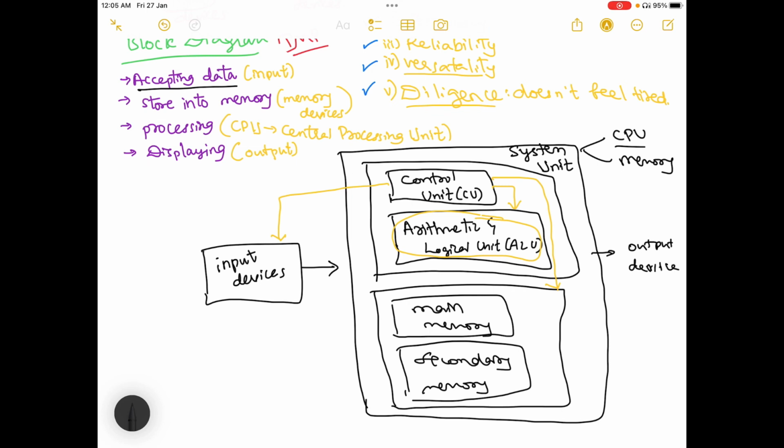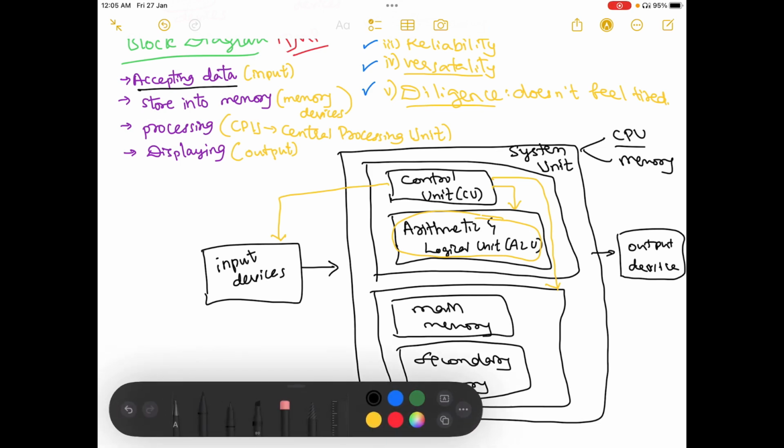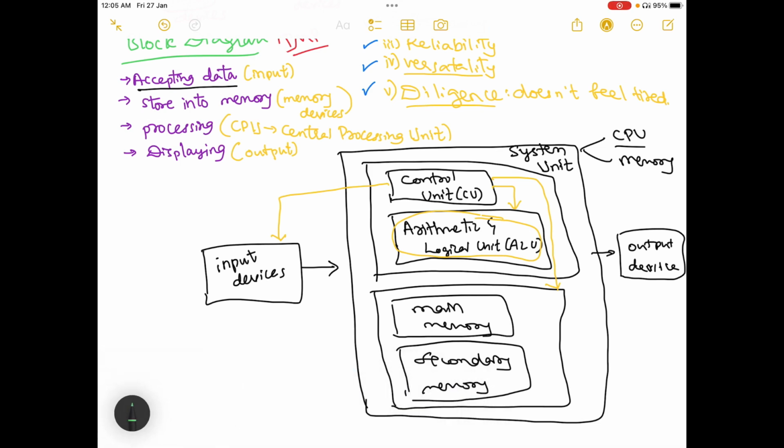Now, one by one as we go through them, if I say about your input device, why are we using an input device? To give the data to the computer, to give input to the computer. So the most commonly used is your keyboard. Keyboard is the most commonly used input device.